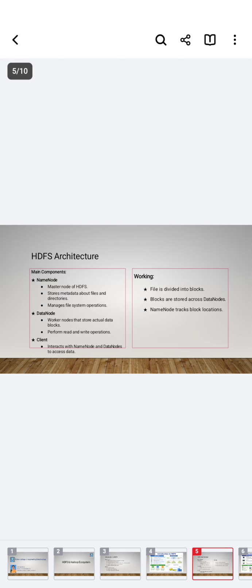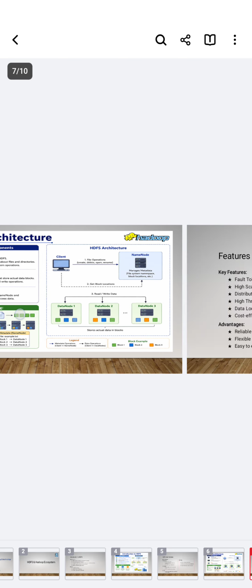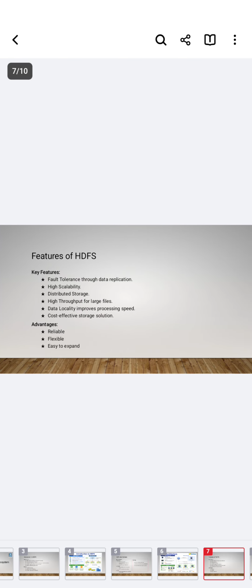The features of HDFS. So why do we use HDFS? It has key engineering features like fault tolerance through data replication, making multiple copies of data blocks across different machines, high scalability, and data locality.